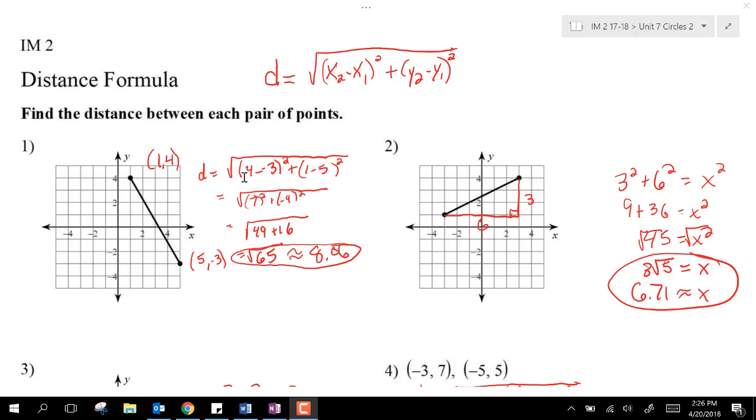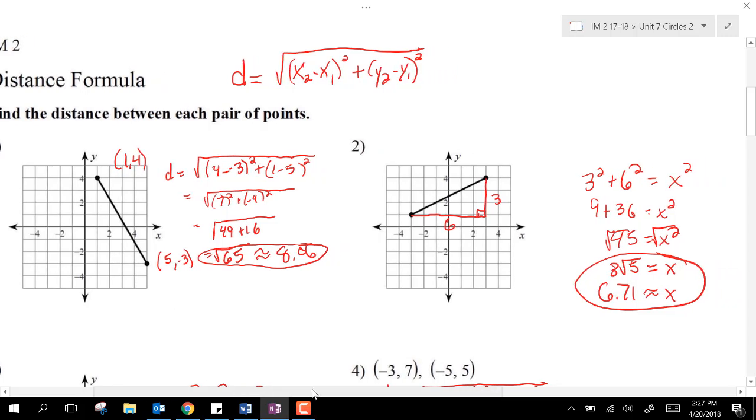If we plug in our numbers, I guess I have my y's first. 4 minus negative 3 squared plus 1 minus 5 squared is 7 squared and negative 4 squared. You should never get a negative number when you square a number. So if you get negative 16, that means you didn't put it in parentheses. If we put them both in parentheses, we get root 65, which is approximately 8.06. That's how far apart those are.